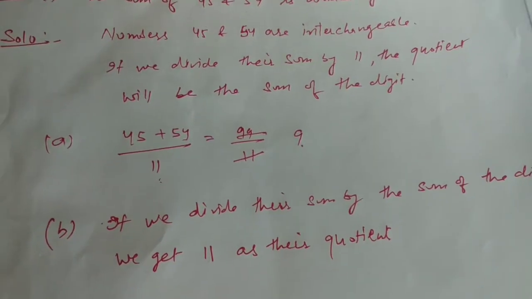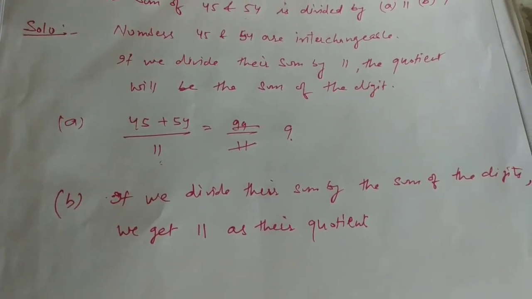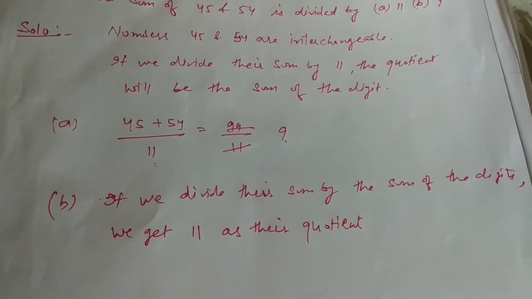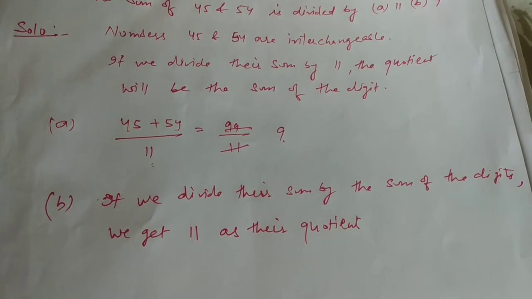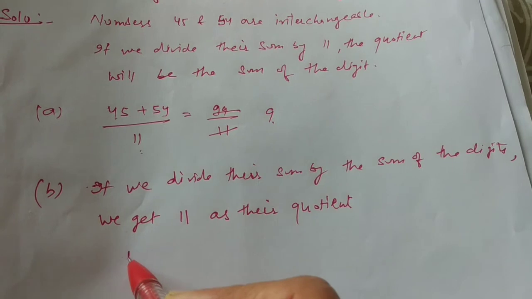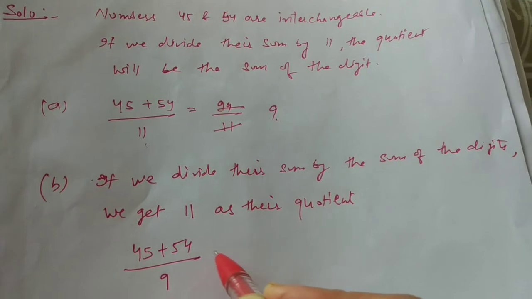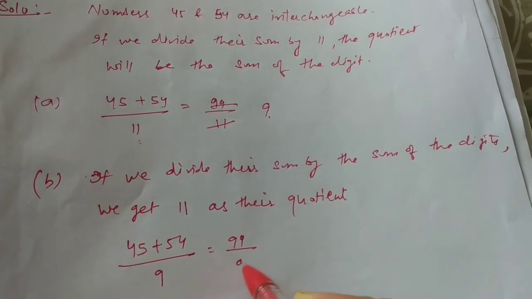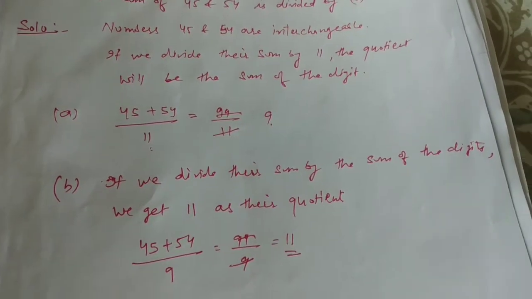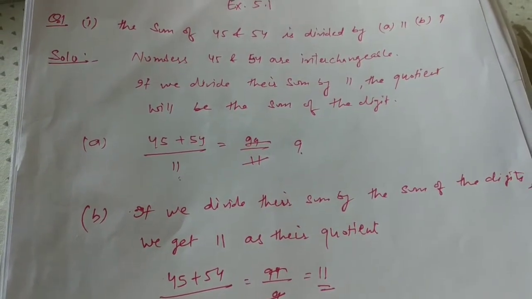Where does this condition happen? This condition happens if the numbers given are interchangeable. Interchangeable means 45 can be interchanged into 54 and 54 can be changed into 45. Now, the addition of these numbers will be divided by 9, that means 99 by 9. So their quotient will be 11. Hope the question is clear. If any doubt is still there, you can ask me by commenting in the comment box.